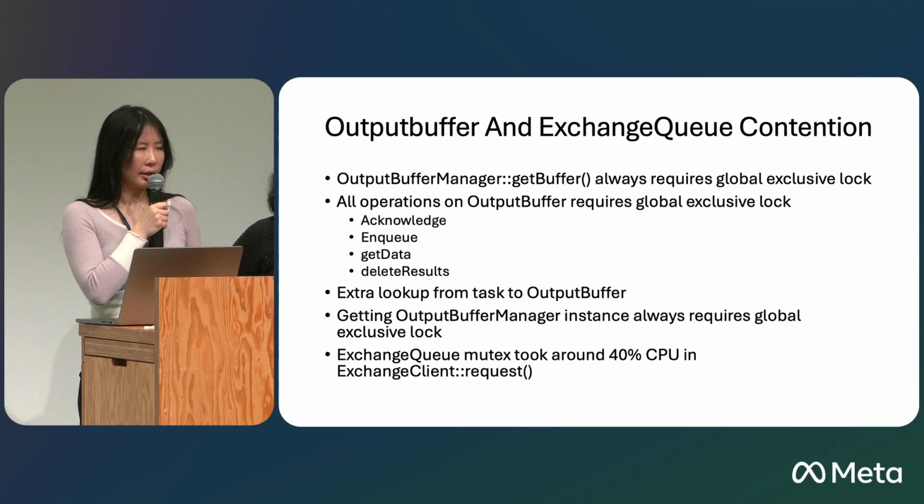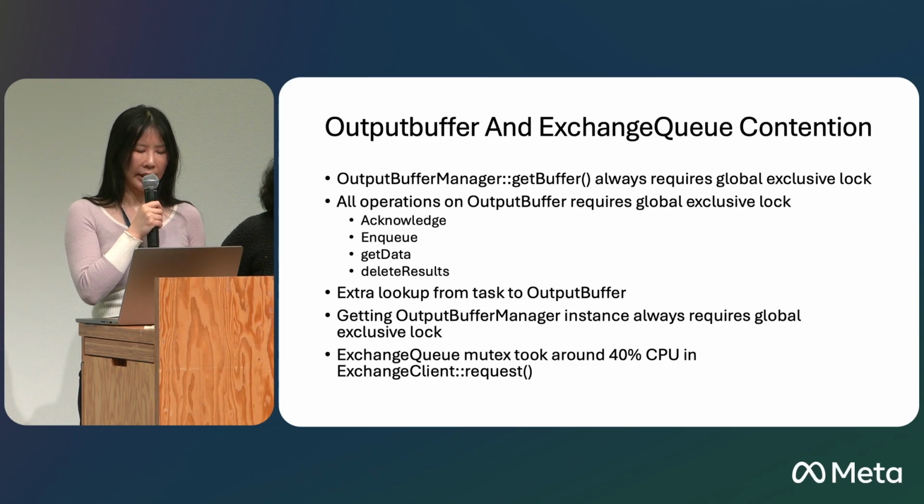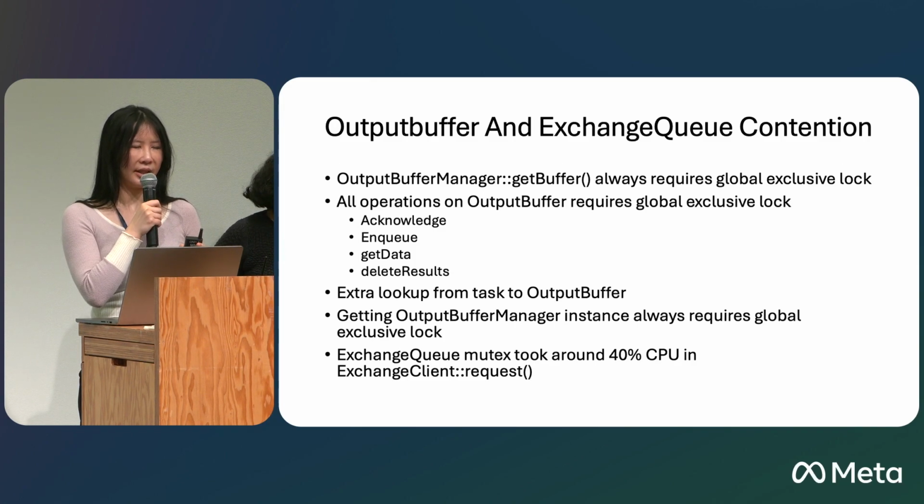We also see some pretty big contention in the output buffer implementation and the exchange queue. For the output buffer, the basic operations like acknowledge, enqueue, get data, and delete results currently all require a global exclusive lock. With a new prototype, we can move all these to single destination buffers instead of the whole output buffer. Meaning that when you're inserting into one destination, you don't have to lock the whole output buffer for all destinations.